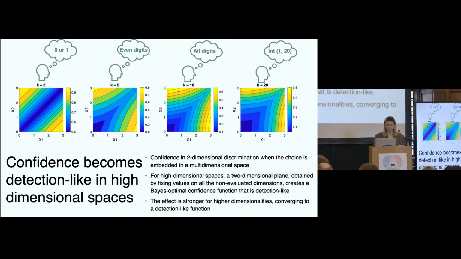We obtain these 2-dimensional plots by, for each dimensionality, fixing non-evaluated stimuli at low levels and taking a 2-dimensional slice through the two options that we are considering. And we can compare a choice between x1 and x2 depending on how many other dimensions are available. We can see that as we increase dimensionality, it begins to look detection-like. So the effect is stronger as we have more dimensions.